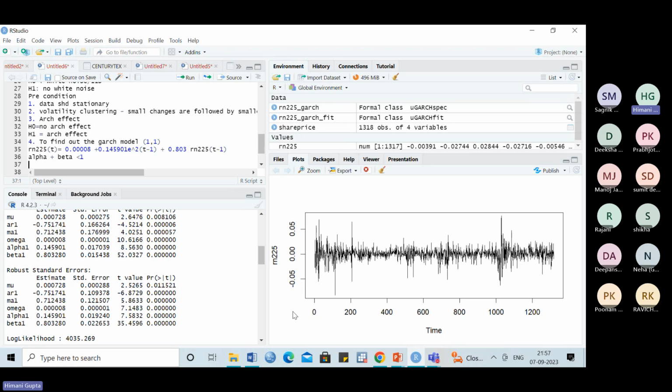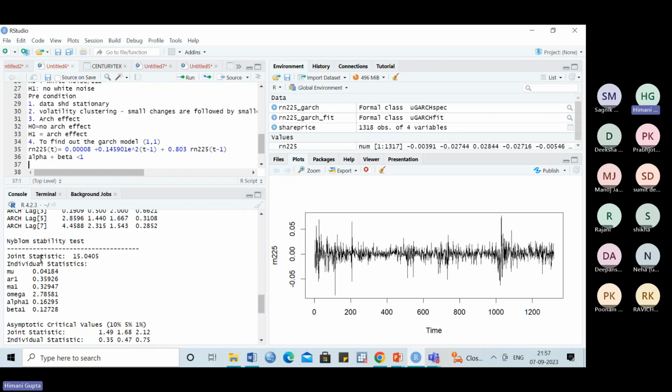Now you will see that if the alpha value, this arch effect, answer comes out to be negative somehow, that means there is an asymmetry. Now you will see alpha is also positive, beta is also positive, so there is a symmetry over here. Otherwise, second part, you can see the sign test over here.